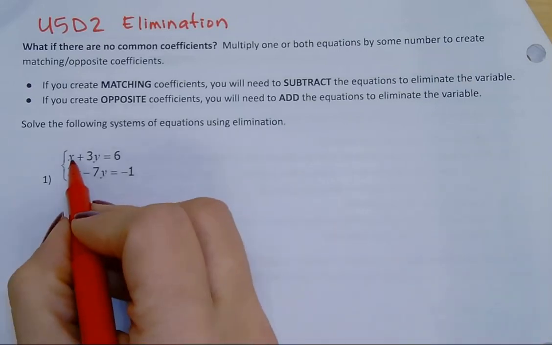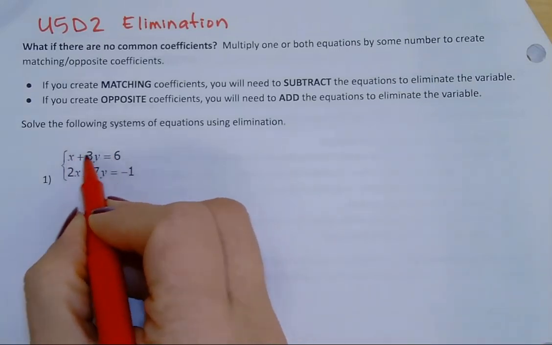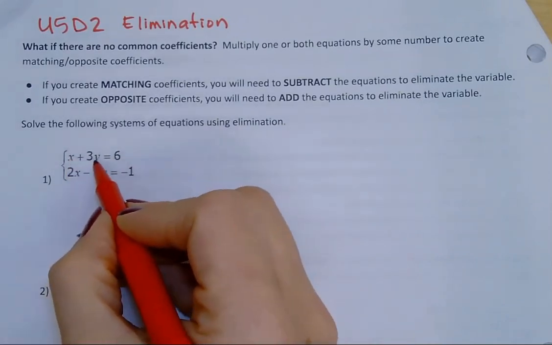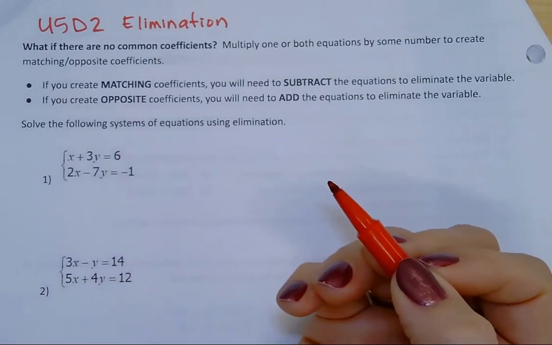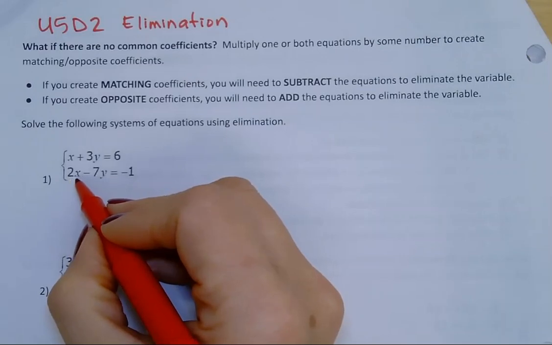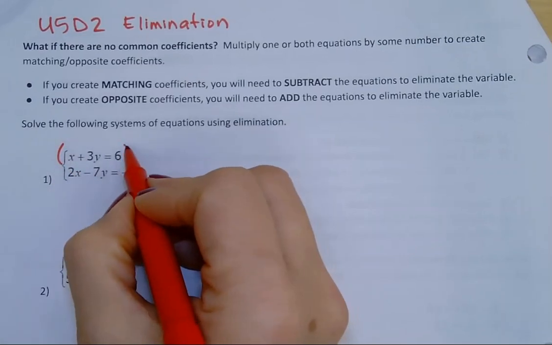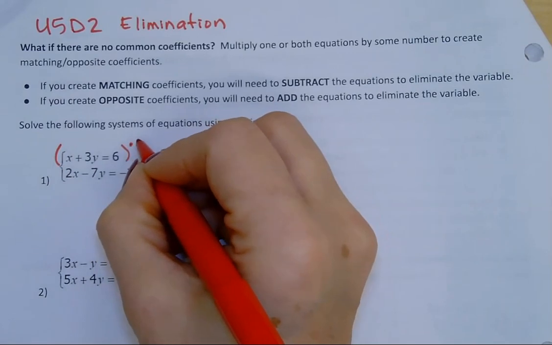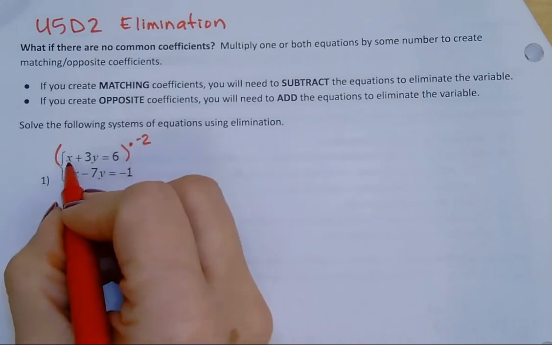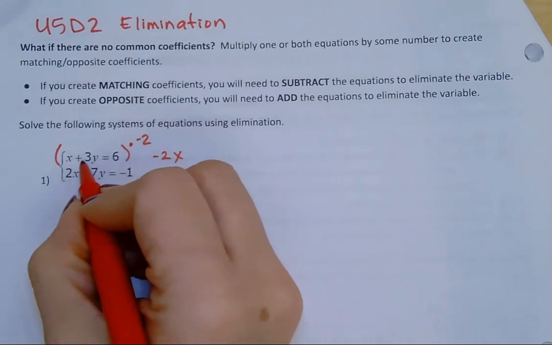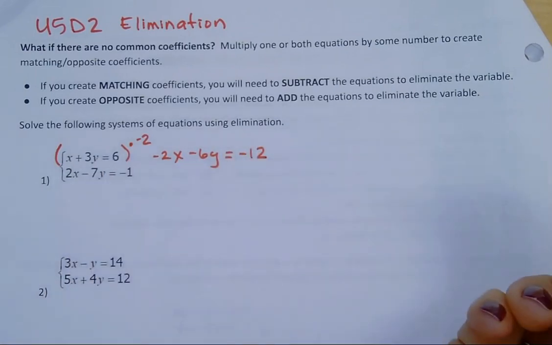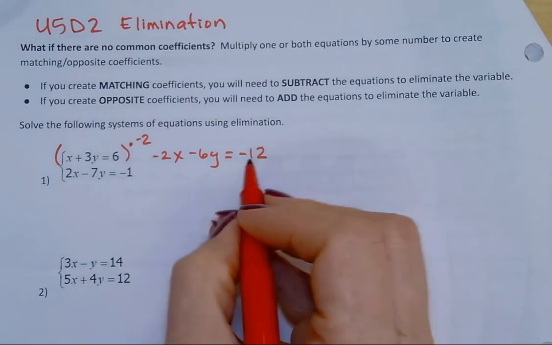What I'm going to do is try to create an opposite pair. It looks like x is the one I want to deal with. I can multiply 1x by any number I want to make it opposite to positive 2x here. So I'm going to multiply every term in the upper equation by -2. Here's what happens: -2x minus 6y equals -12. It's an equivalent equation, I just made it look different.